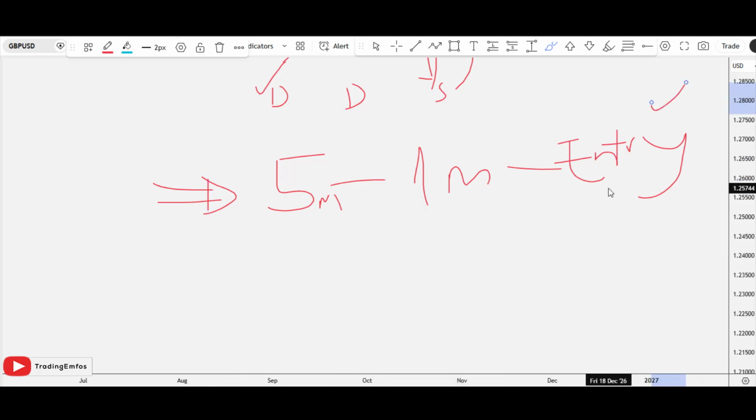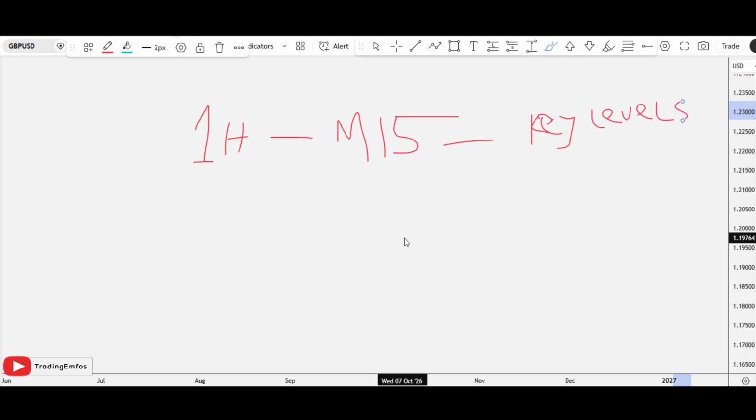You must wait. So after I have known the direction on the higher time frame, I will drop down to the 1 hour or the 15 minutes, but I use the 15 minutes for my own trading. This is where I mark my key levels, my support, my demand, my supply areas, my fair value gap, and my liquidity zones. I do that on the 15 minutes. These are called key levels.